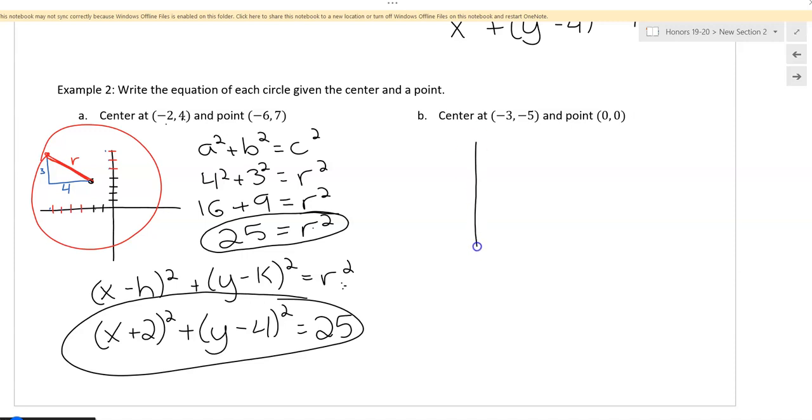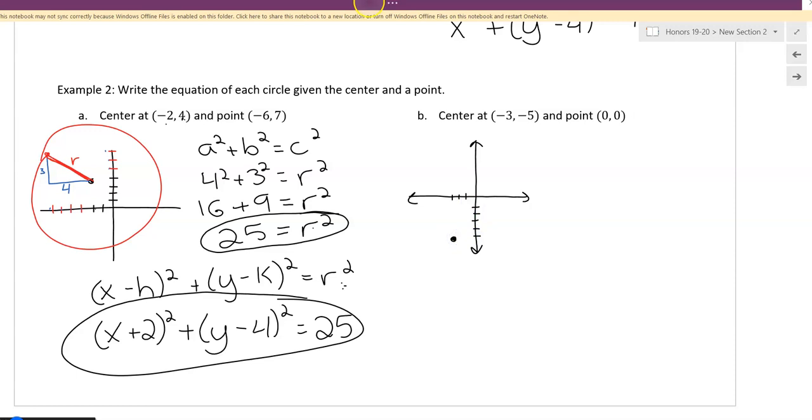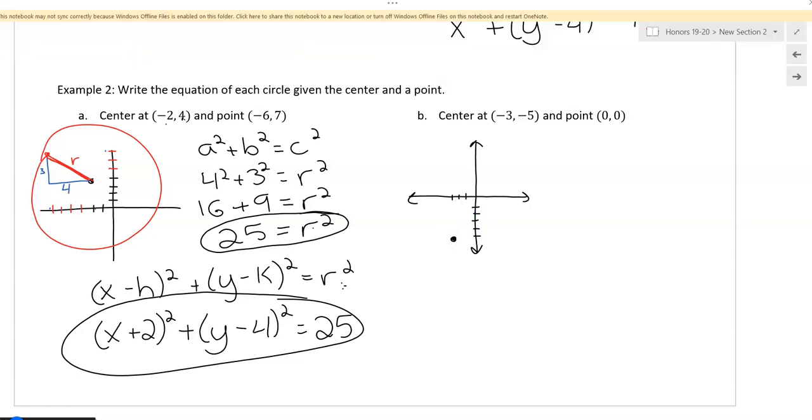Same thing here. Our center is at (-3, -5). So that's the center of our circle, and there's some point at the origin. So if this is our radius, right, it swings around some circle like that.